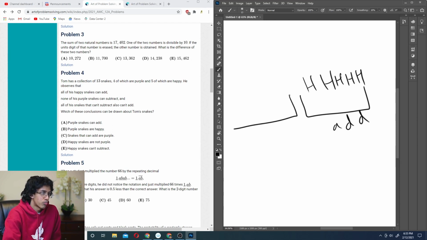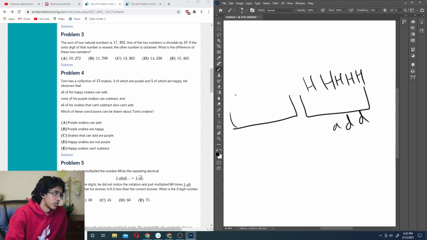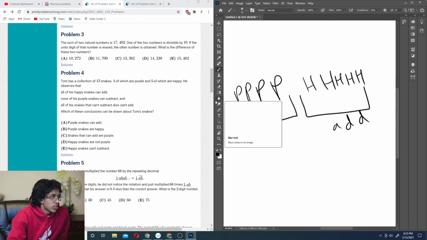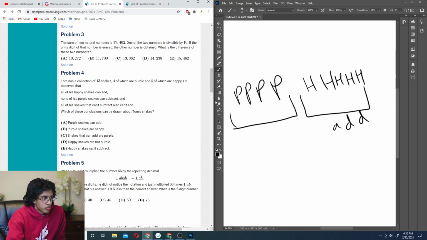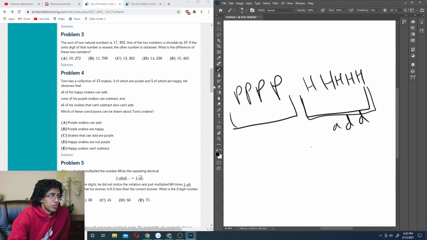So essentially we know the purple snakes have to be a separate group, because there are 4 of these guys. So obviously the purple snakes can't add because they can't subtract. Purple snakes are happy? They are for sure not. They're two separate things. Snakes that can add are purple? We know that the only ones who can add are the H's, or maybe some of the non-H or purple guys. And then happy snakes are not purple. We know that, right?